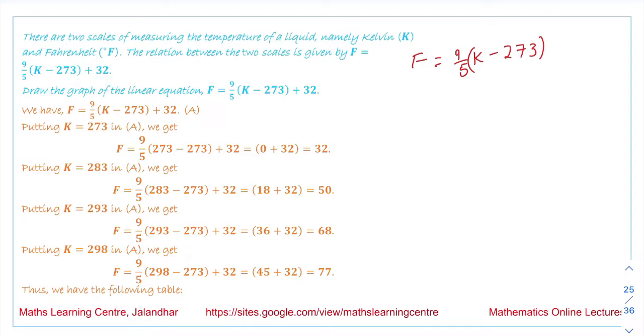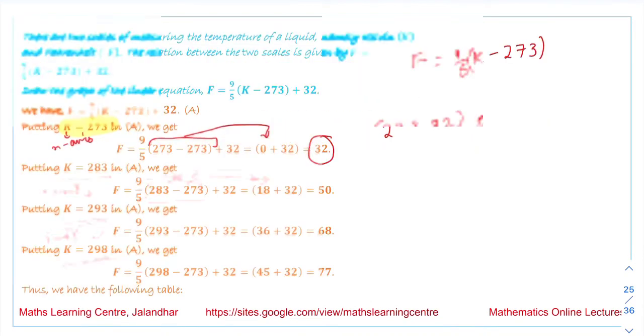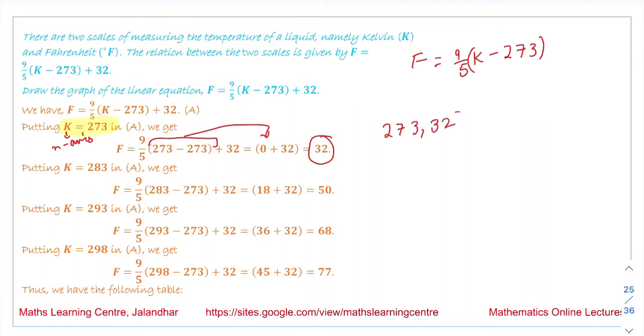The first point we put over here is K is equal to 273. For K is equal to 273, this whole term will become 0, and the answer in Fahrenheit scale is 32. We are drawing the Kelvin scale on the x-axis. So the point we will obtain is 273, 32.